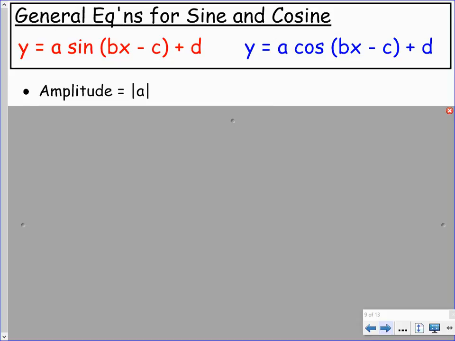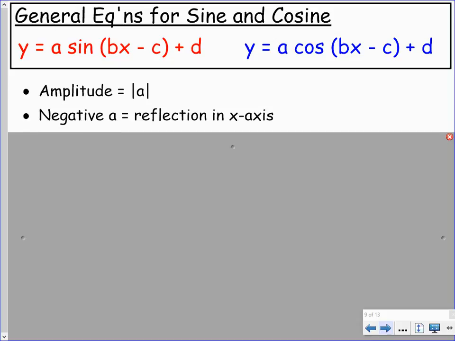What if A is negative, though? What would that do to your graph? Flip it. It would flip it, reflected in the x-axis. So that's something you can practice tonight on your homework. If you have a negative A value, just make a quick note up to the side. This graph gets reflected. Because that will change our graphs when we graph them tomorrow.